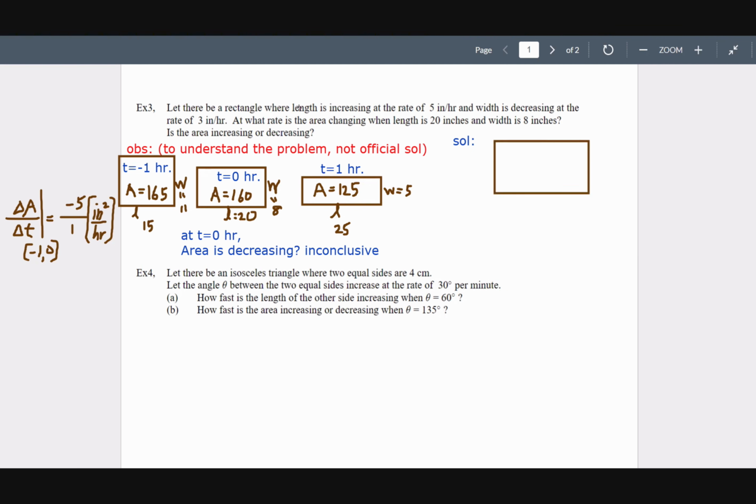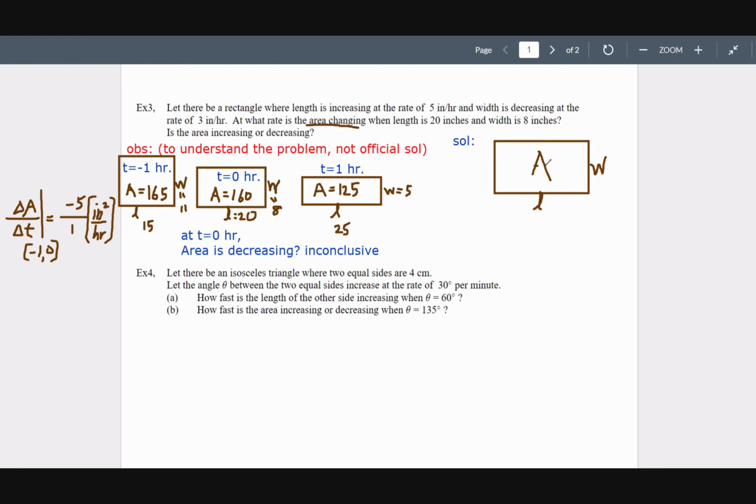And now, why don't we call this side L and this side W. This one is L, this one is W. And what is the question here? The question we have is the area. When you look at it, it says, at what rate is the area changing? So the question is about the area.